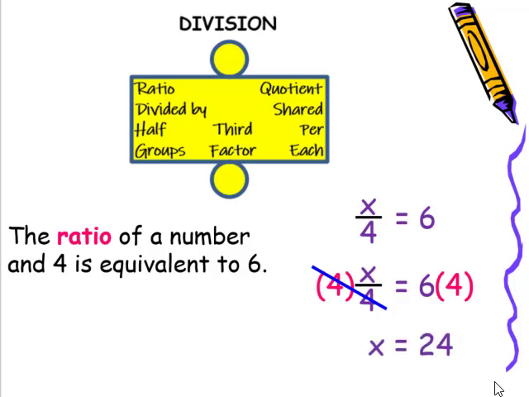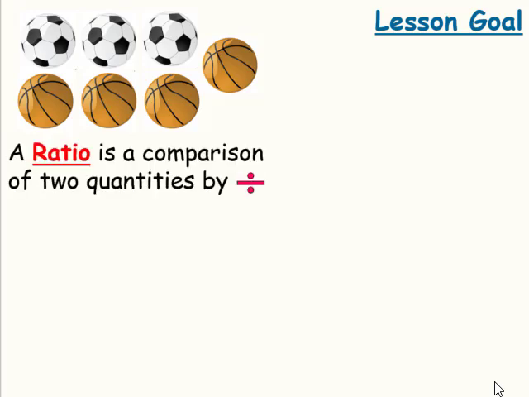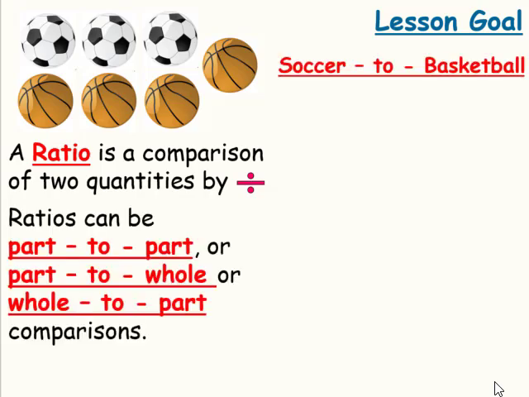is 24. Our learning goal for today will be to understand the concept of a ratio, and use ratios to describe the relationship between two quantities. A ratio is a comparison of two quantities by division. Ratios can compare part to part, like soccer balls to basketballs, which would be 3 to 4, which can be written like so, or as a fraction.